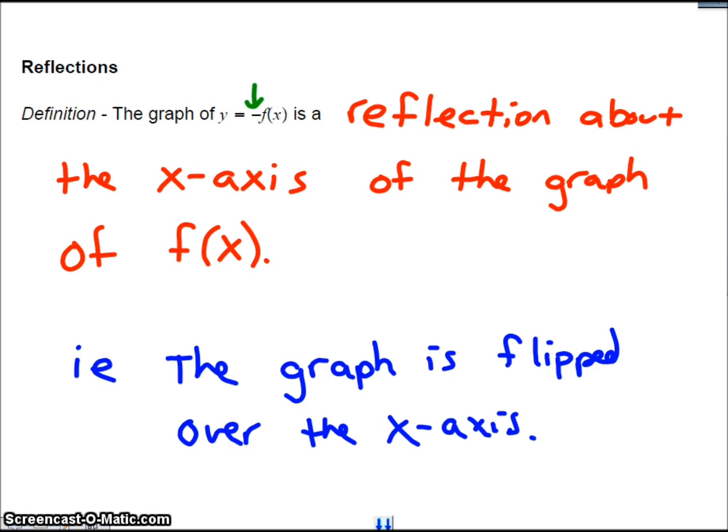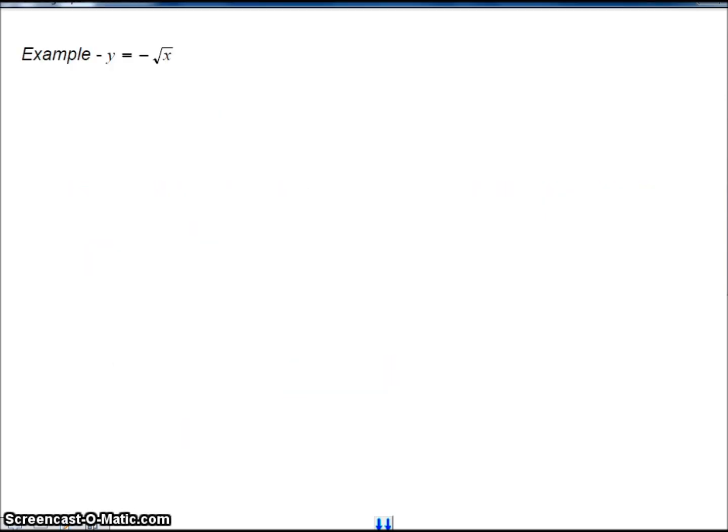If you have a negative sign in front of your equation, that is a reflection about the x-axis. What that means is that the graph is flipped over the x-axis. That's what reflection means. You just flip it over the x-axis, and that's how you get your new graph. Well, let's take a look at an example. We have y equals -square root of x. Again, if we're going to use this technique of transformations for graphing, we first have to identify what family of functions we're dealing with here.